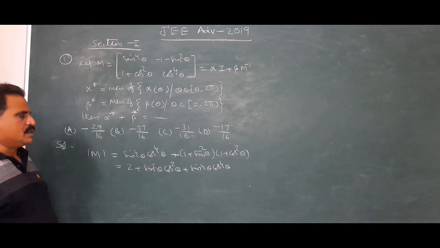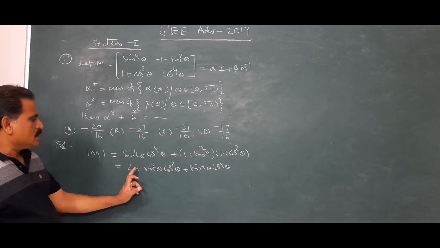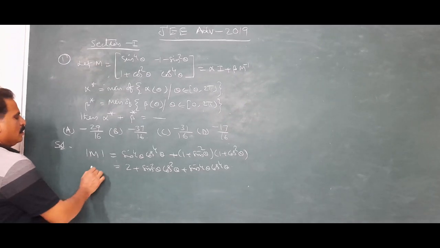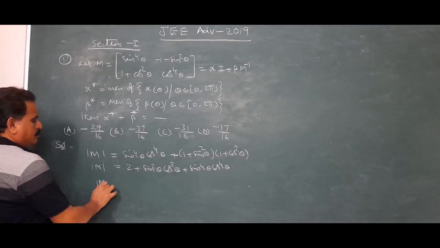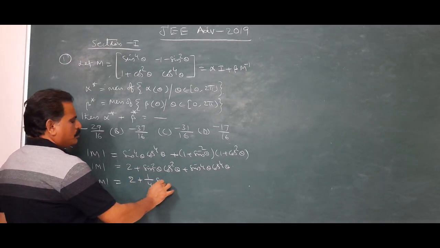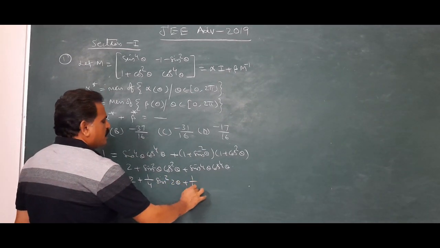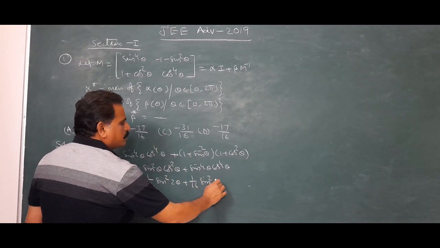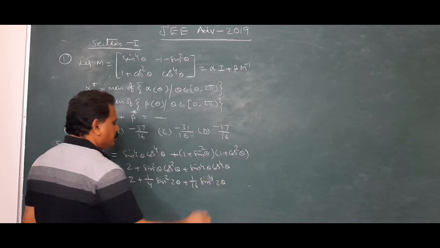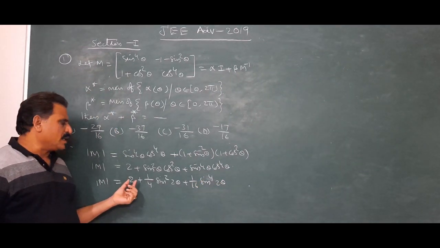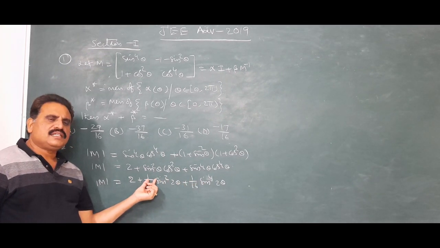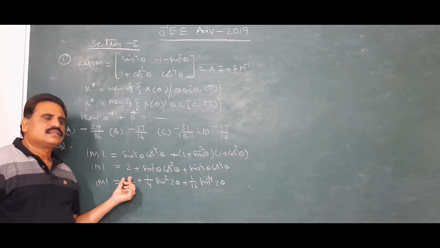That can be written as sin square theta cos square theta. det M equal to 2 plus 1 by 4 sin square 2 theta plus 1 by 16 sin power 4 2 theta. Now here taking LCM 16, sin power 4 2 theta plus 4 sin square theta plus 32.